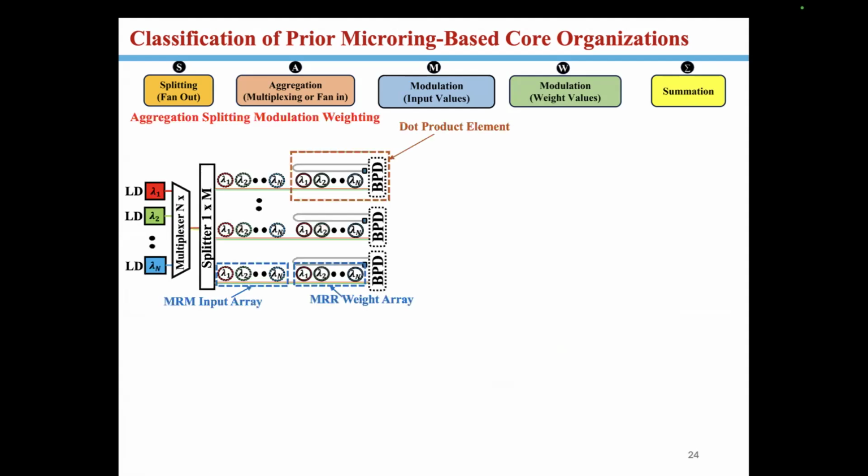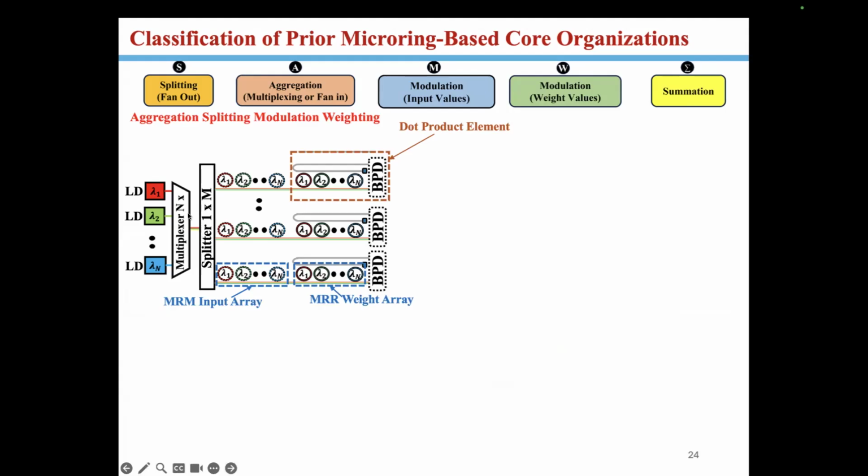In tensor cores, there are typical manipulations of signals, of which there are five types. You have splitting of signals, which is fan-out. You have aggregation, which is fan-in or multiplexing. You have modulation of input values. Then you have modulation of weight values, which is termed weighting. And then you sum the optical signals. Depending on the order in which these manipulations appear, starting from the laser to the summation element, you can classify different designs. So we have already seen this.